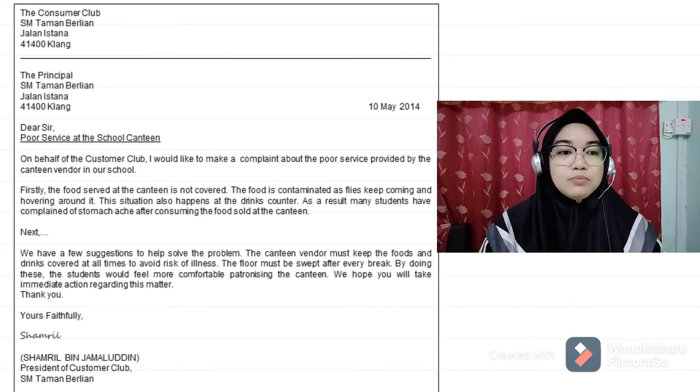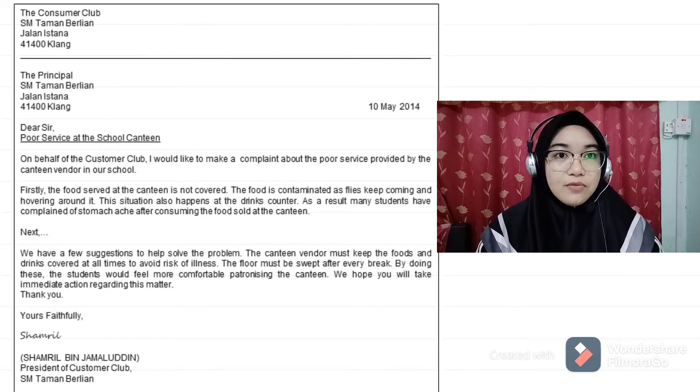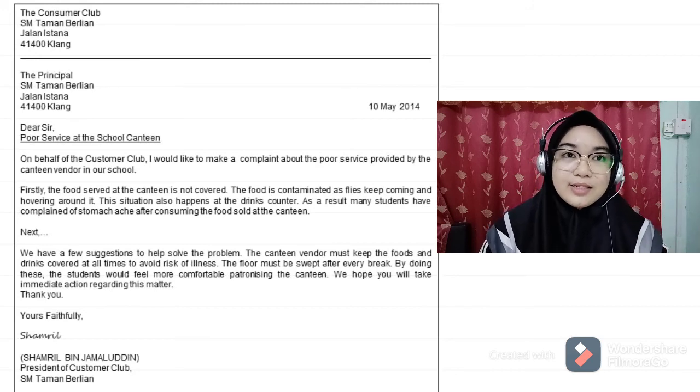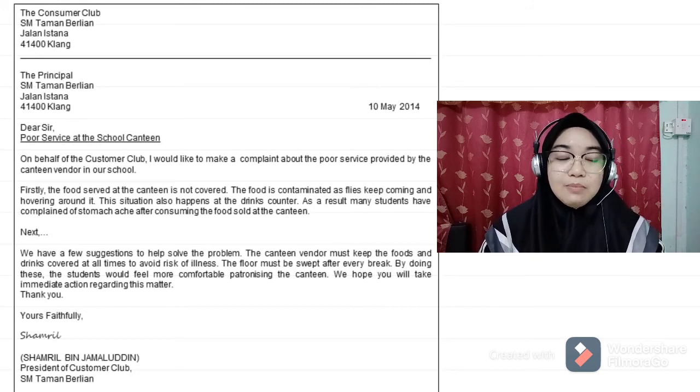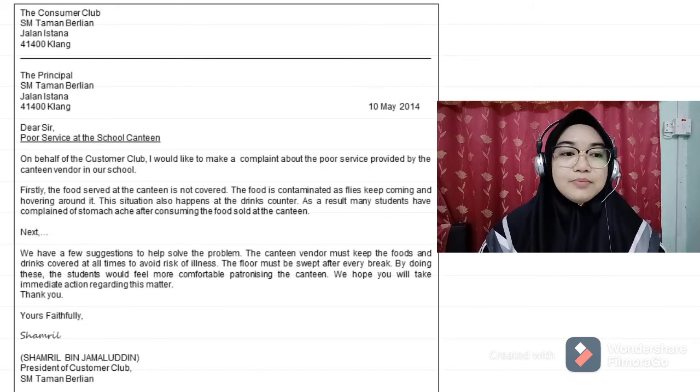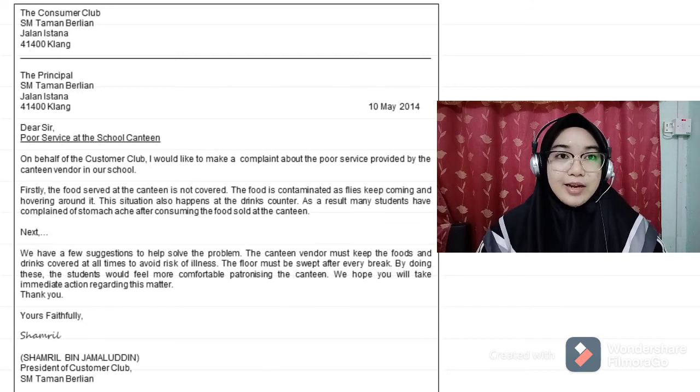Then we have the last part where we write the closing, our handwritten signature, and our name. Look at the example. Yours faithfully, then skip one line, your handwritten signature, skip one line, and then write your full name in capital letter and in bracket. Shamril bin Jamaluddin, President of Customer Club, SM Taman Berlian.